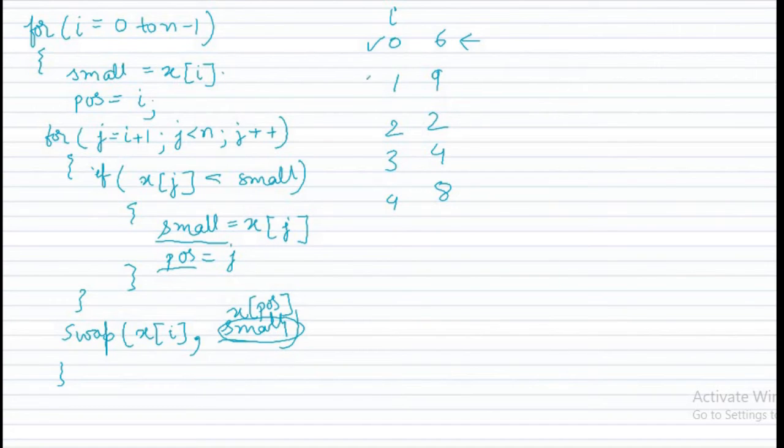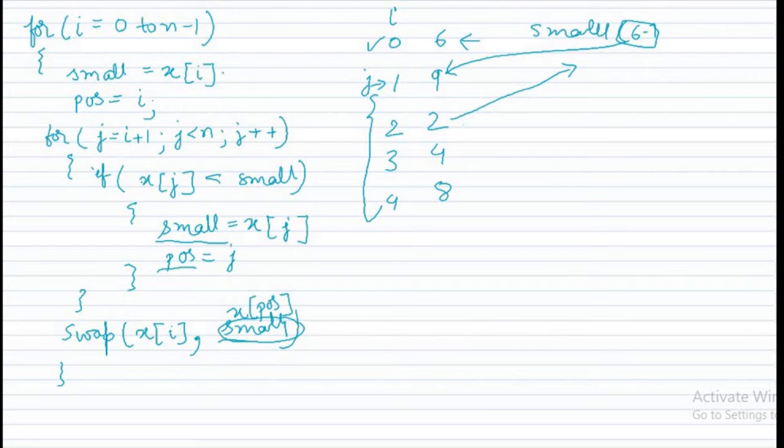Now the value of j will run from 1 to 4 and it will compare each and every element with this value small. So small is equal to 6, we are assuming. Now 9 will be compared with 6. Is it less than? No. 2 is less than 6. Yes, 2 is less than 6.